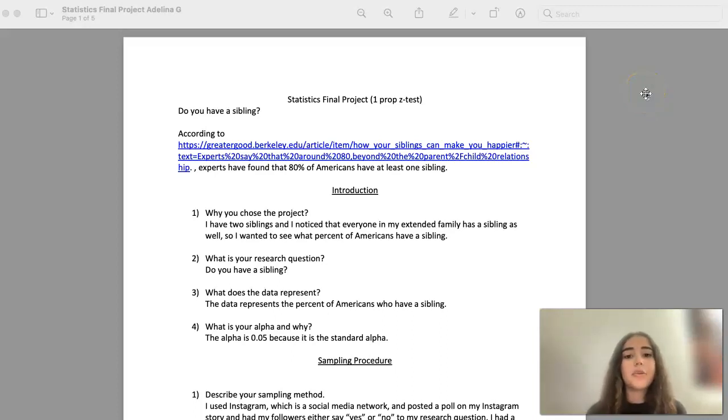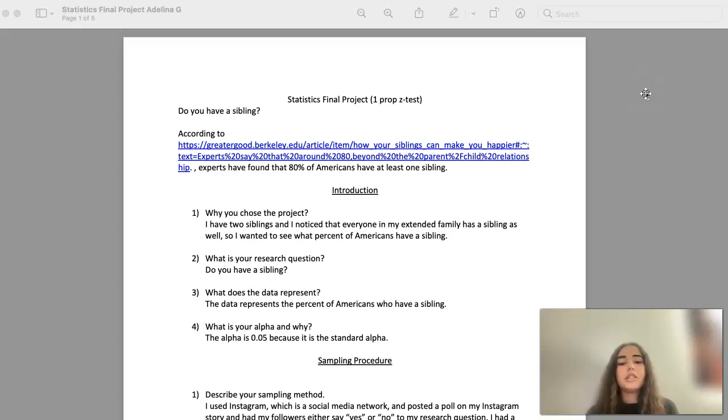This is my statistics final project, a one-prop z-test. According to greatergood.berkeley.edu, experts have found that 80% of Americans have at least one sibling. I chose this project because I have two siblings and I noticed that everyone in my extended family has a sibling as well, so I wanted to see what percent of Americans have a sibling.